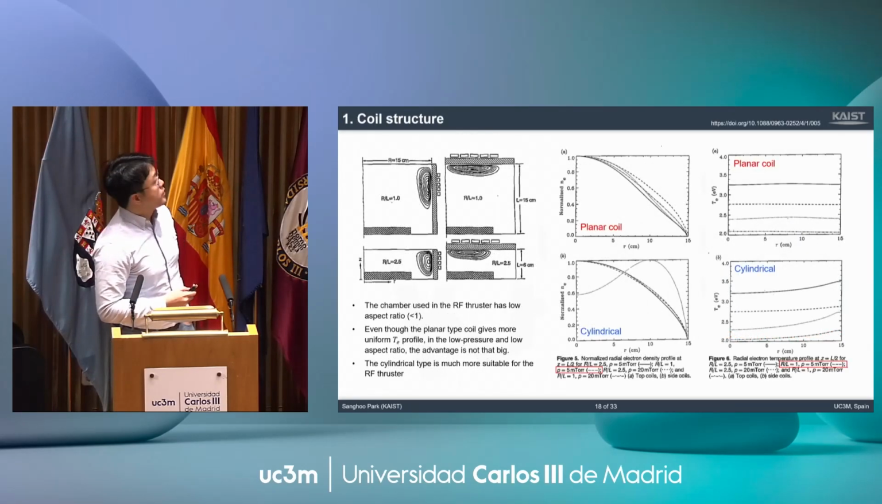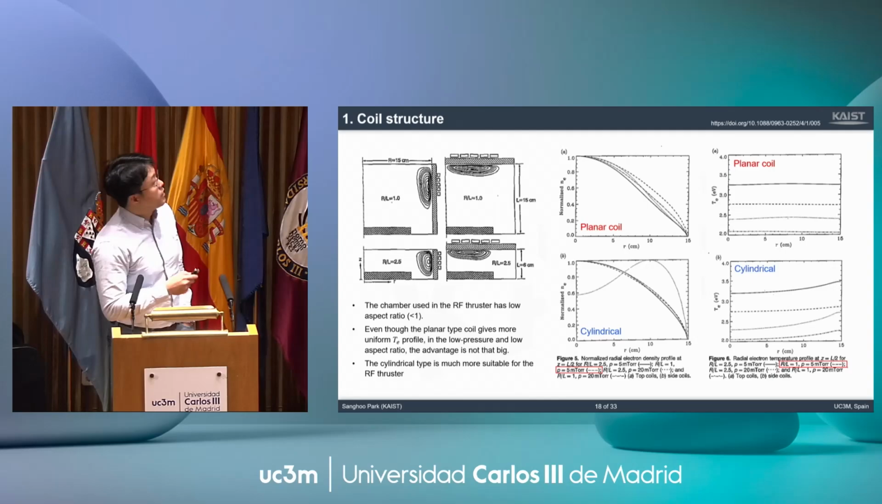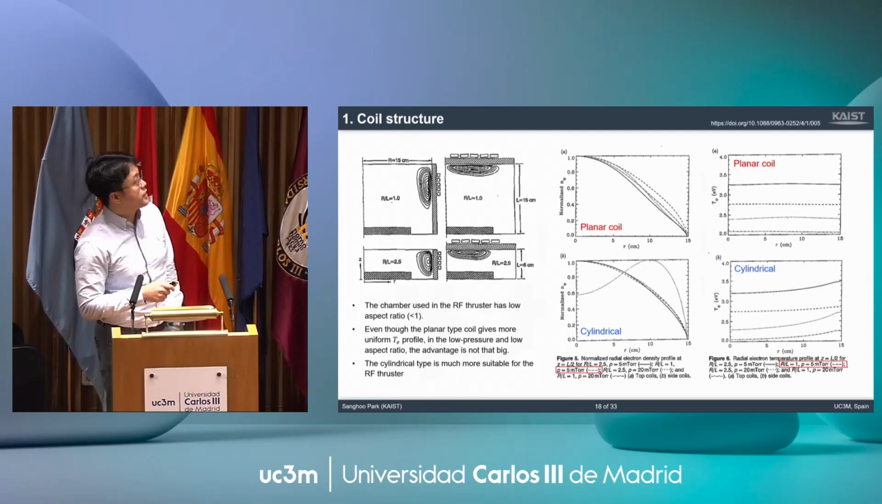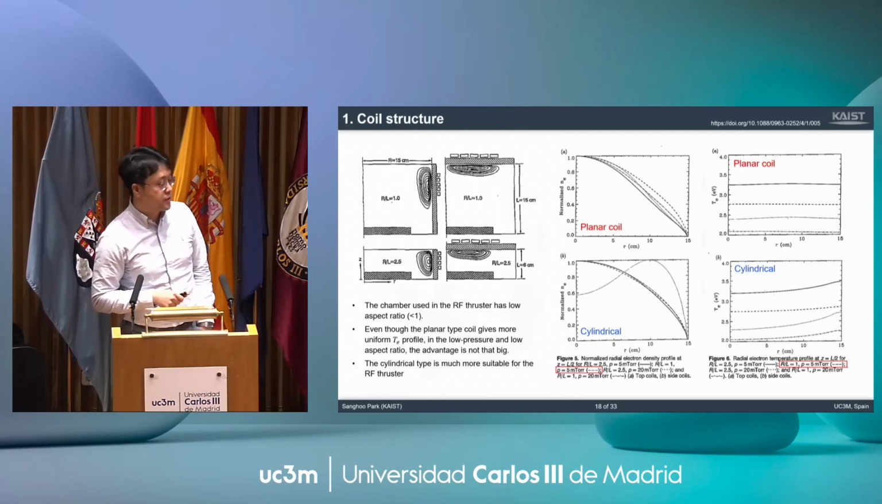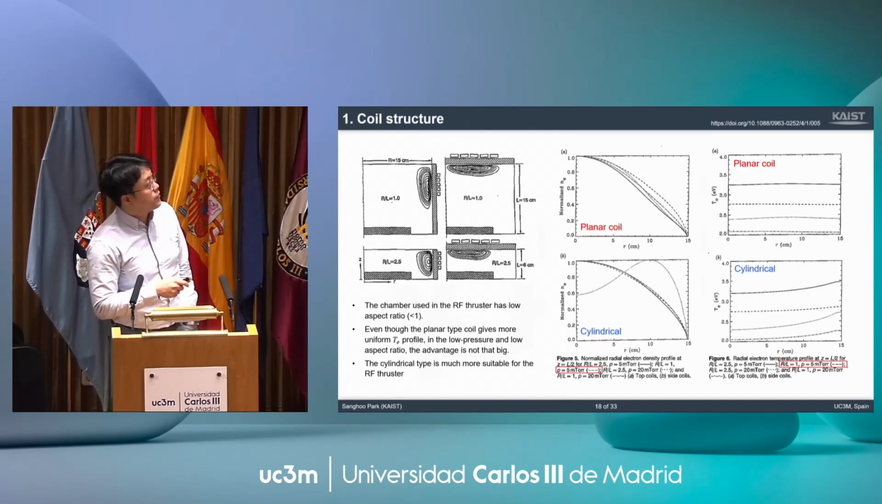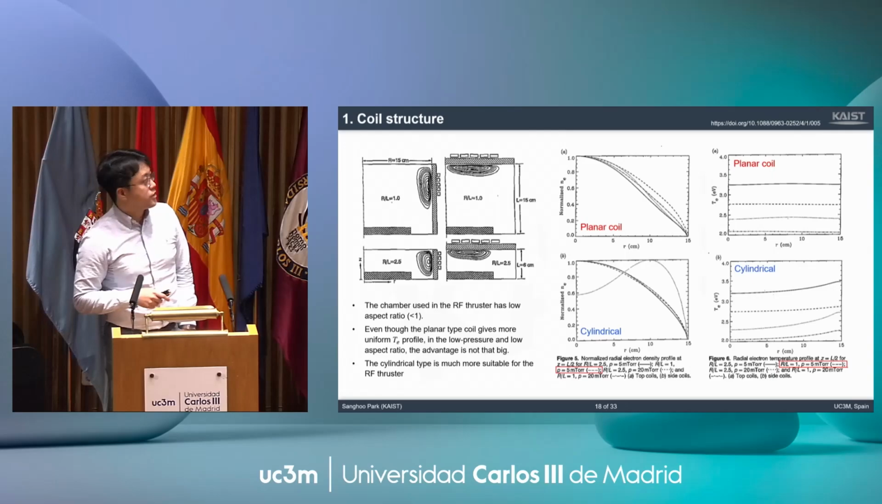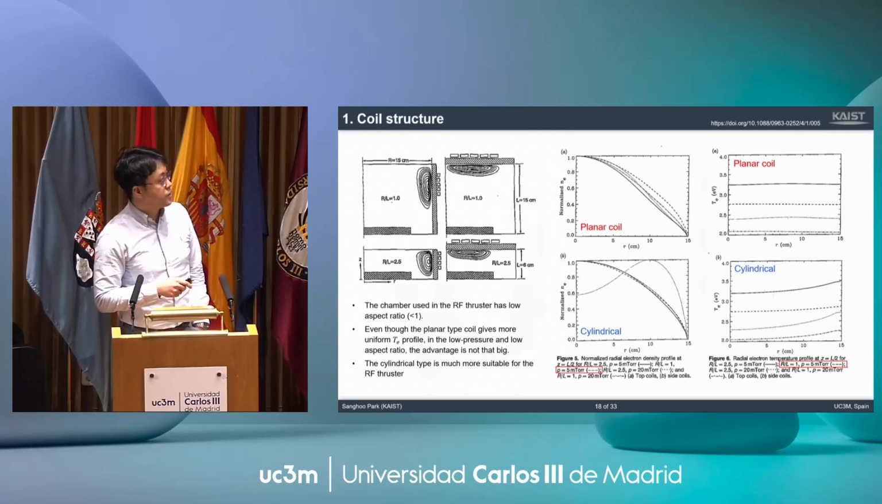Okay, so first of all, coil structure. We can choose planar type or cylindrical type coils, as you see here. The two upper graphs show the profiles of electron density and temperature, and the bottom side shows the cylindrical cases. When we choose the planar type, you can see a very flat, very uniform electron temperature inside the chamber. However, when we choose the cylindrical type coil as an RF antenna, you can see very non-spatially uniform profiles of the electron temperature.